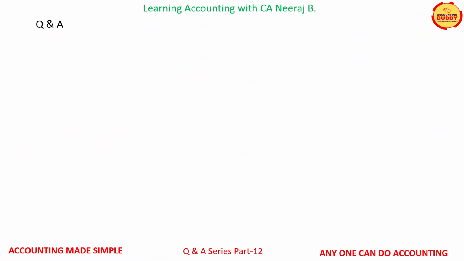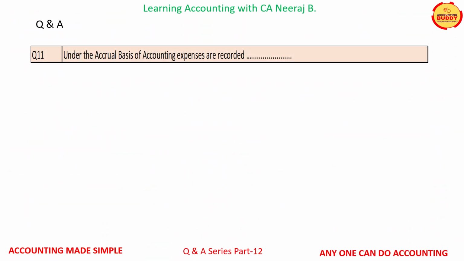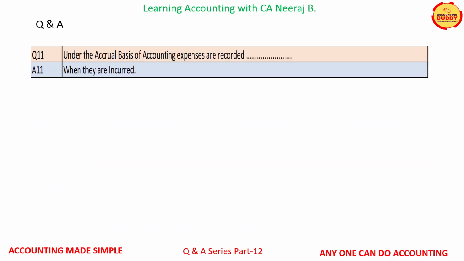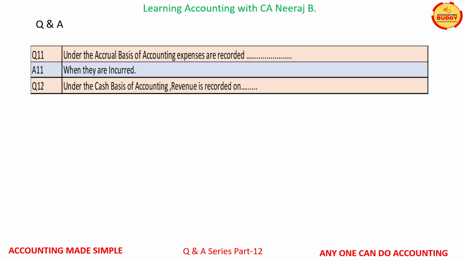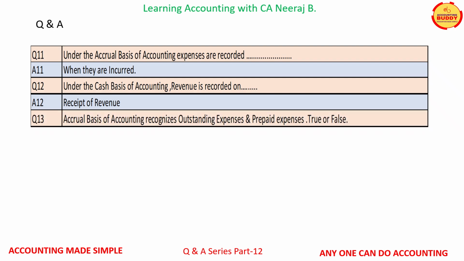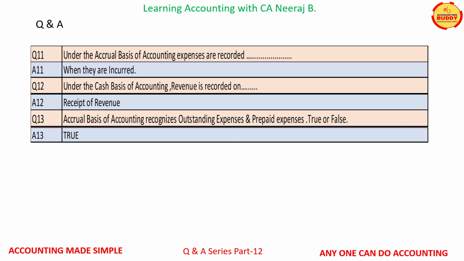Question number 11 on your screens is, under accrual basis of accounting, expenses are recorded. The answer is when they are incurred. Question number 12, under cash basis of accounting, revenue is recorded on. The answer is receipt of revenue. Question number 13, accrual basis of accounting recognizes outstanding expenses and prepaid expenses. True or false? This is a true statement.